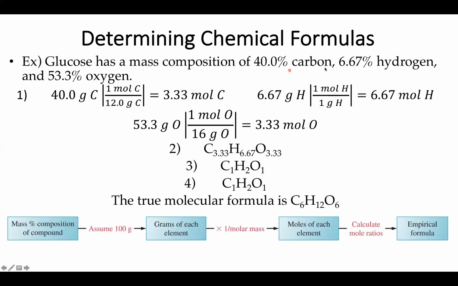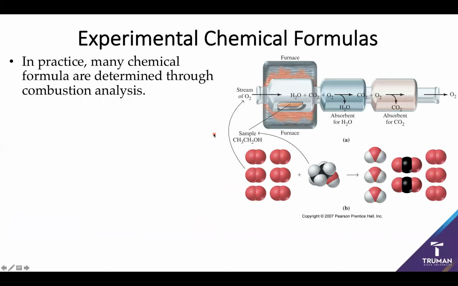Now, here's kind of a good question. How do we get these percent masses? In practice, a lot of chemical formulas are determined through something called combustion analysis. The basic idea of combustion analysis is you can feed in any sort of molecule, typically they're carbon rich. You put in a stream of oxygen under high heat, and all of the carbon will end up producing CO2. All of the hydrogen will produce water, and any additional molecules will make their own things. But we'll talk about that a little bit more next chapter when we get to combustion.